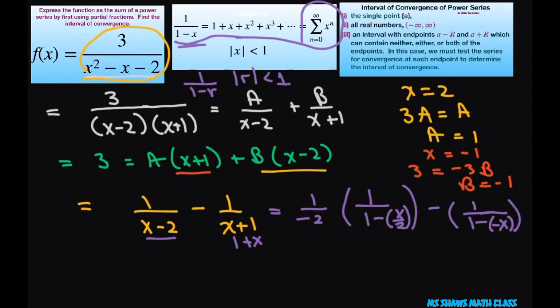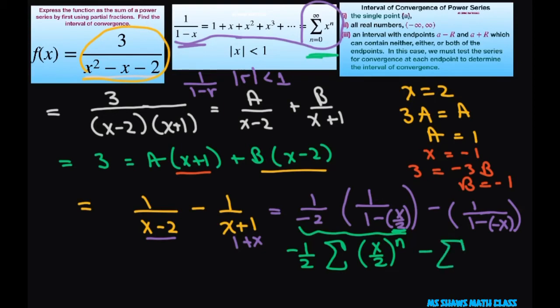So for this first piece, this would be negative 1/2 times the sum, where this is your r, so this is going to be x divided by 2 to the nth power. And then we have minus the sum, n equals 0 to infinity, of negative x to the power of n. Now I'm running out of room, so I'm going to copy this down, and then we're going to find our intervals of convergence.